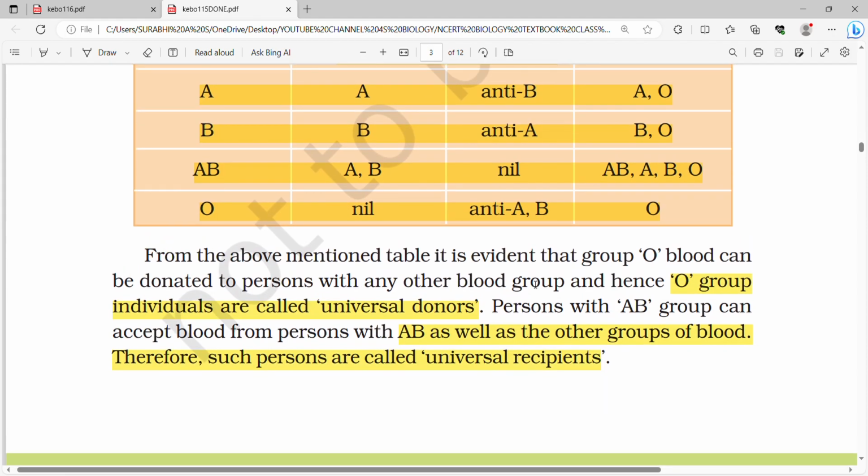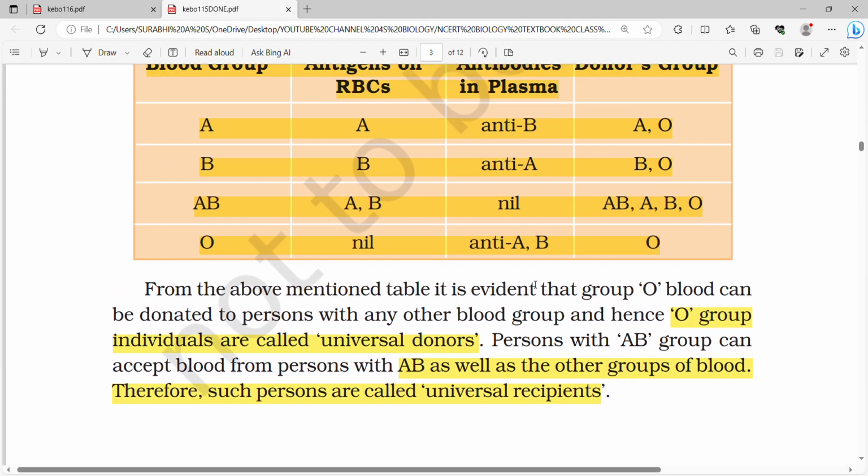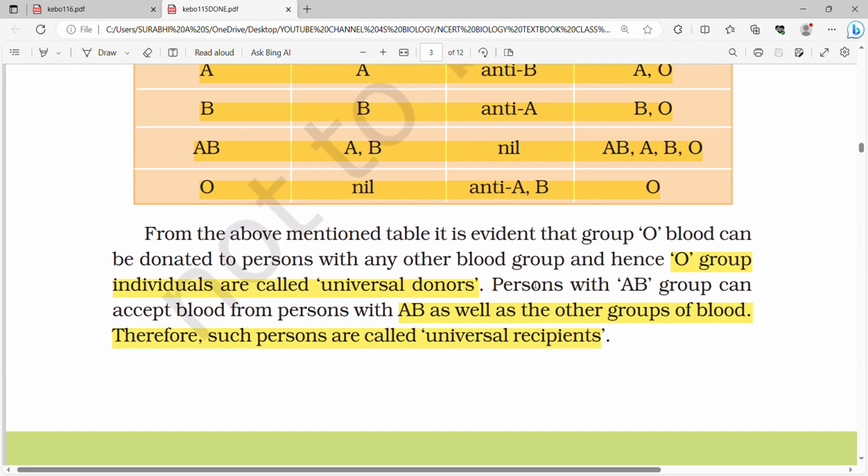O group is called universal donor. They can donate blood to everyone, whereas AB is called universal recipient. They can accept blood from anyone.